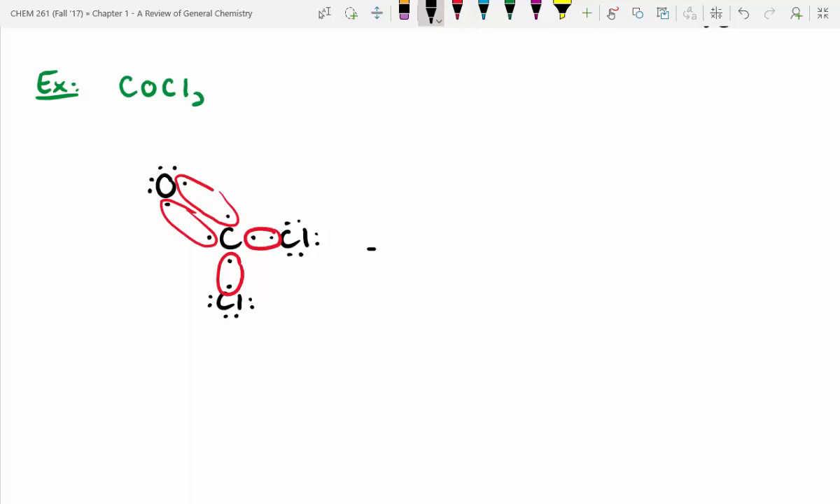So when we draw this out, let's try to clean it up a little. You can have a double bond to oxygen. That oxygen still has 2 lone pairs on it, so I'll draw those in. And then the carbon's also got single bonds to 2 different chlorine atoms, so I'll draw those out here. And each chlorine has 3 lone pairs. This molecule is called phosgene.